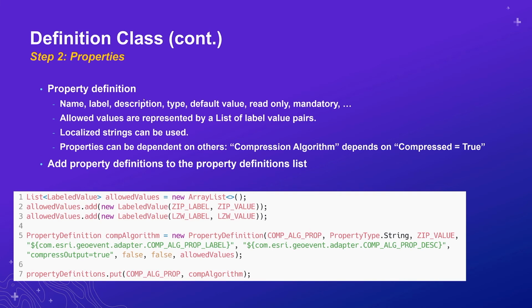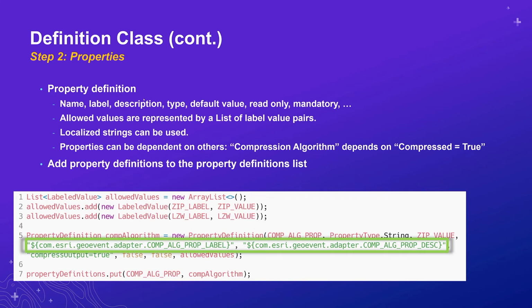Continuing on with this example from the previous slide, we next have to define the properties of the item we're creating. So for each property, we can define things like the name, the type, the default value. We can restrict the user's response to a list of defined labeled values. So in this case, we're doing compression algorithms. So we give them a specific list of algorithms we're expecting.